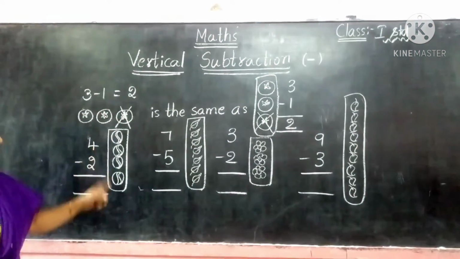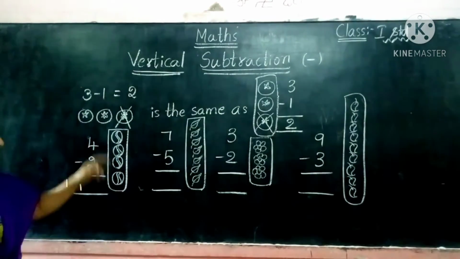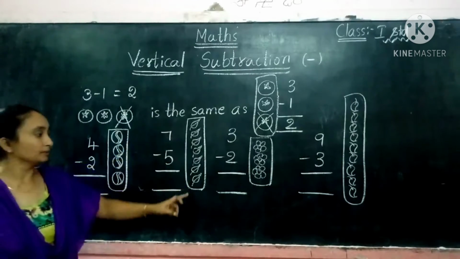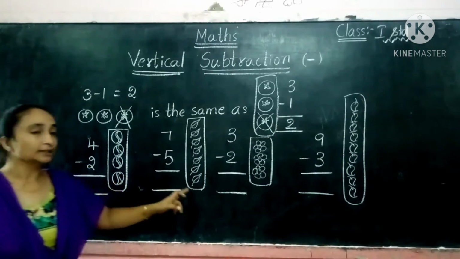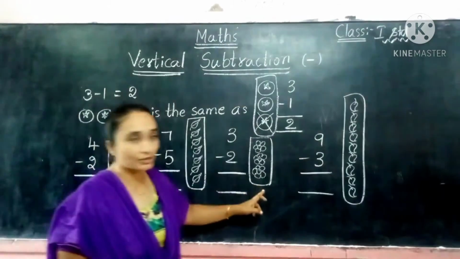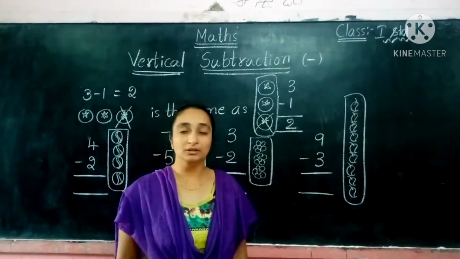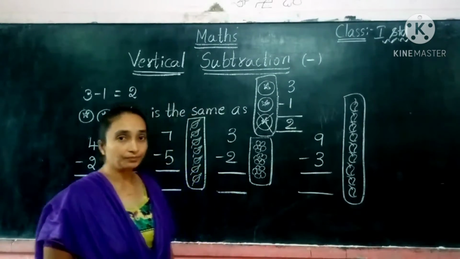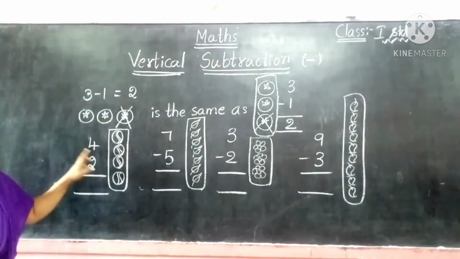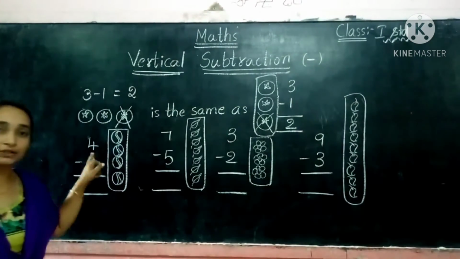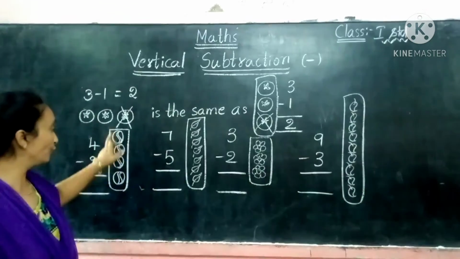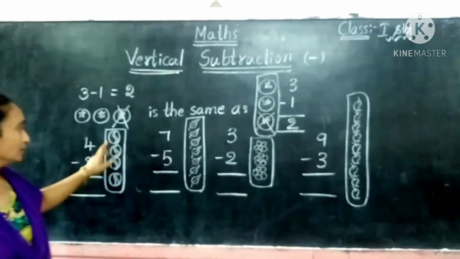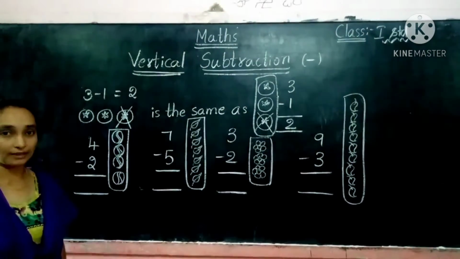Here we can see the pictures, children. For each problem we have a picture: a ball picture, a leaf picture, a flower picture and the mangoes. Let us see. What is the first number here, children? The 4. So 4 balls are there. 1, 2, 3, 4. 4 balls are there.